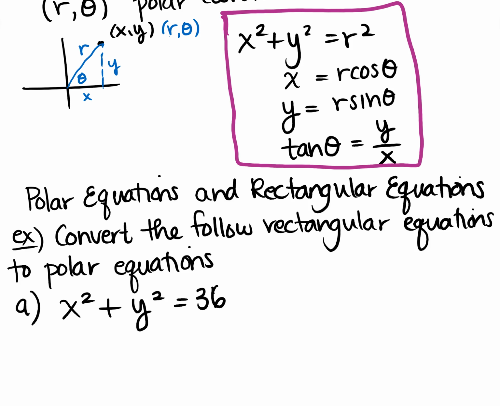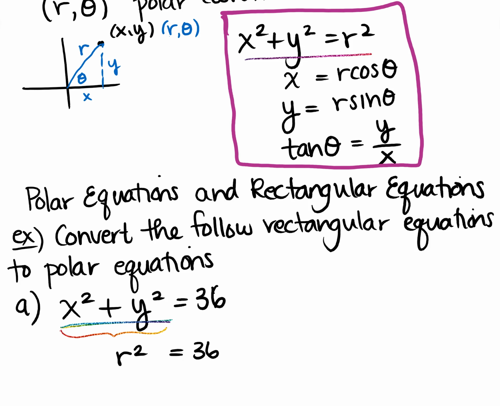But what am I going to use to convert this? When you go to convert from rectangular to polar, or vice versa, you really want to look at these relationships right here, and you want to see if there's anything that looks familiar, that looks like something you can use. And obviously in this case, I see that I have x squared plus y squared. And what does x squared plus y squared equal? X squared plus y squared equals r squared.